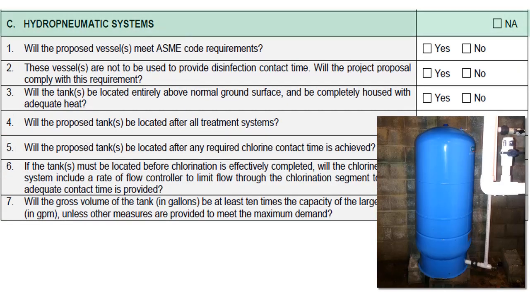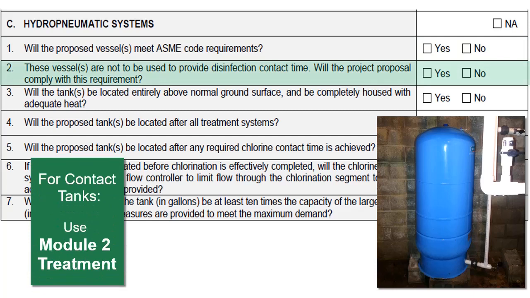Section C is for hydropneumatic systems. If this section is not applicable, select NA and continue to Section D. All hydropneumatic tanks should meet the ASME code requirements. Hydropneumatic tanks shall not be used for disinfection contact time. For contact tanks, please complete Module 2, Treatment.